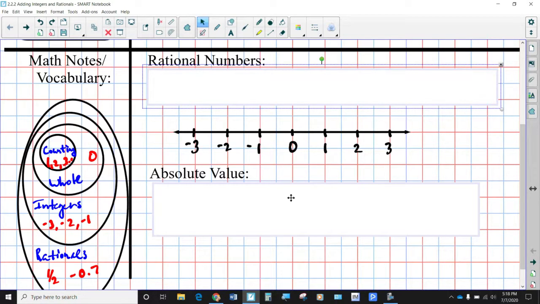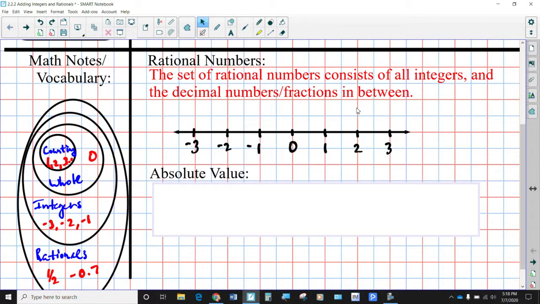Now we get to the set of rational numbers. The set of rational numbers consists of all integers and the decimal numbers, fractions in between them. So if we think of this number line here, 0, 1, 2, 3, those would be whole numbers on the positive side of this number line. And negative 1, negative 2, negative 3, going all the way to negative infinity would be the negative numbers, which would be the negative integers. Anything that's in between, like just right there, that number would be 1/2. That's an example of a rational number. This number right here would be negative 1.5. That would be an example of a rational number.